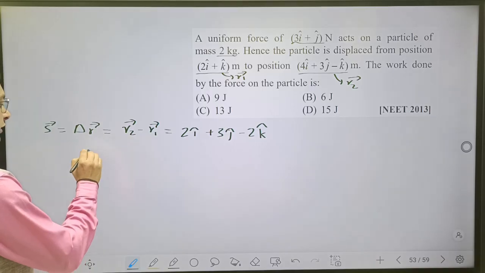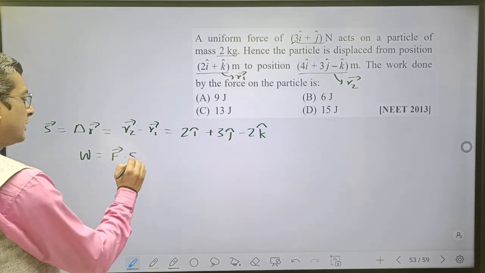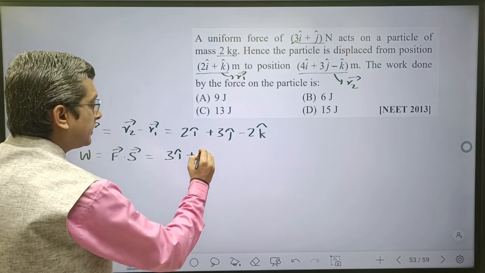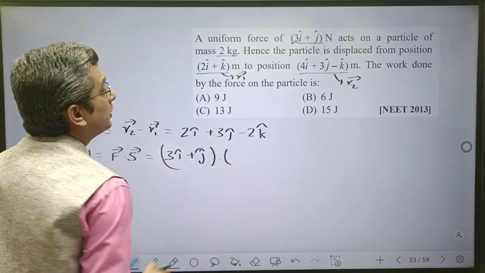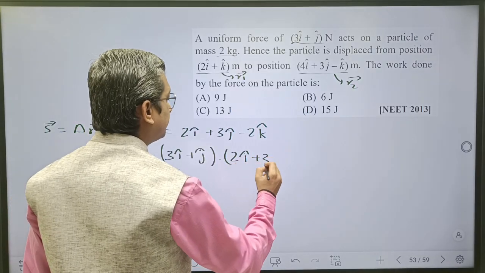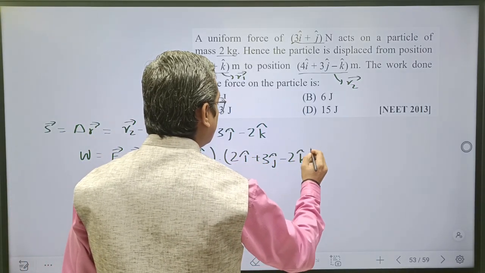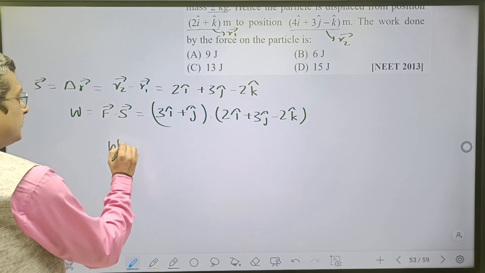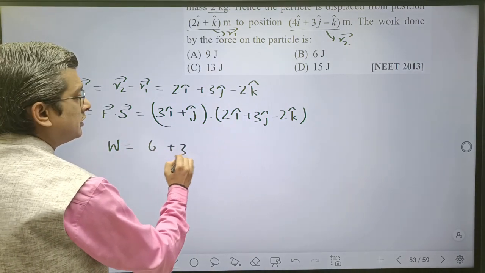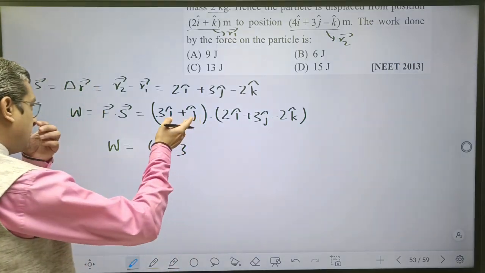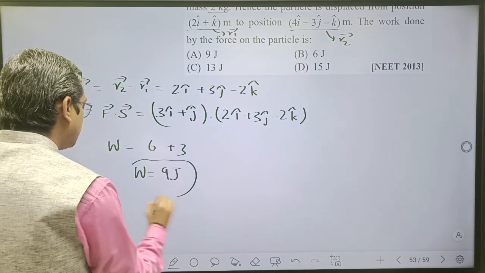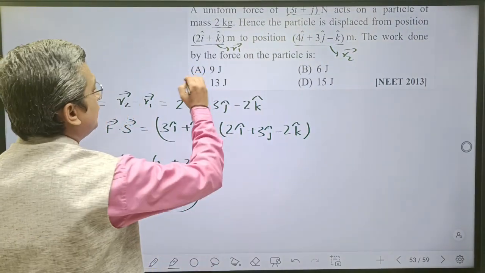Now we have to find the work done. It is given by F dot S. So the force vector 3i cap plus j cap dot delta r, which is 2i cap plus 3j cap minus 2k cap. Work done is 3 into 2, 6, plus 3, and no component of k cap exists in the force, so that is 0. So W is equal to 9 joule, isn't it? So option A is the answer.